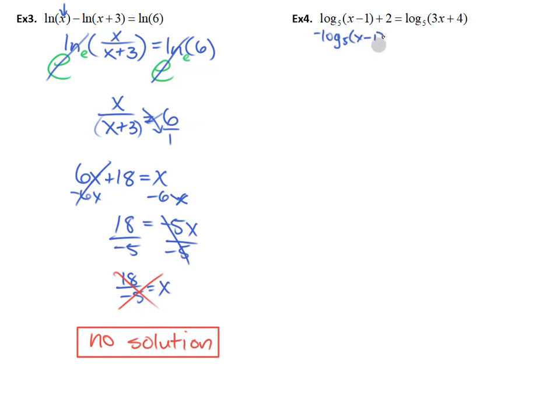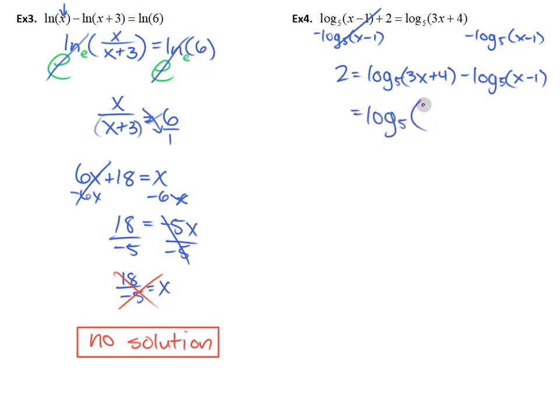So let's move the log base 5 of x minus 1 over here. Okay, so we move this to the other side. Now I have 2 equals log base 5 of 3x plus 4 minus log base 5 of x minus 1. And now we can use our properties of logs to combine these two into one logarithm. And again, it is the quotient rule, since we have subtraction. So top minus the bottom, 3x plus 4 goes on top, sorry, and x minus 1 is going to go on bottom.